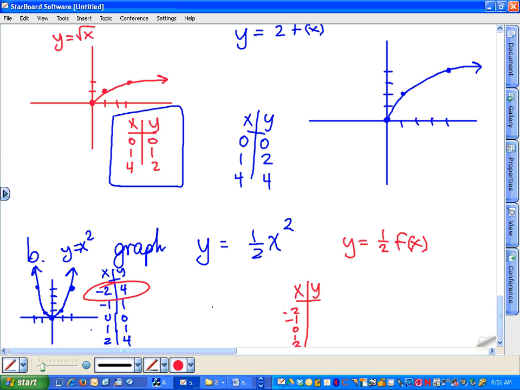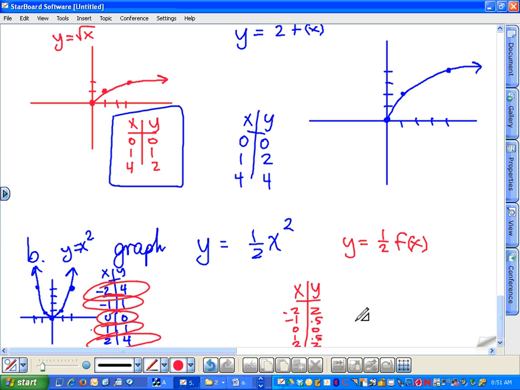This point becomes (-2, 2). This point right here becomes (-1, 0.5). This point still stays (0, 0). This point becomes (1, 0.5). And this point here (2, 2). So now we have some points to graph.